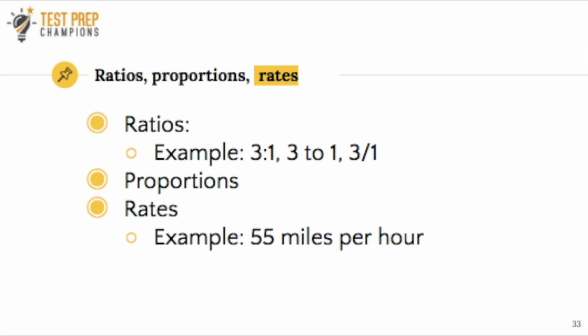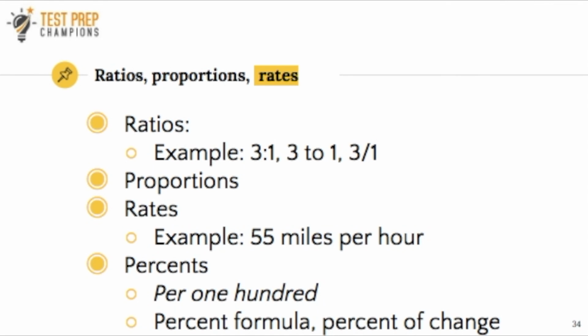So rates are also common on the test. So what is a rate? Well, for example, 55 miles per hour, that is a rate. And so rates come up fairly often on the GED test as well. But really, with a rate, what you're doing is you're taking a quantity and you're comparing that to 1. So 55 miles per 1 hour is an example of a rate.